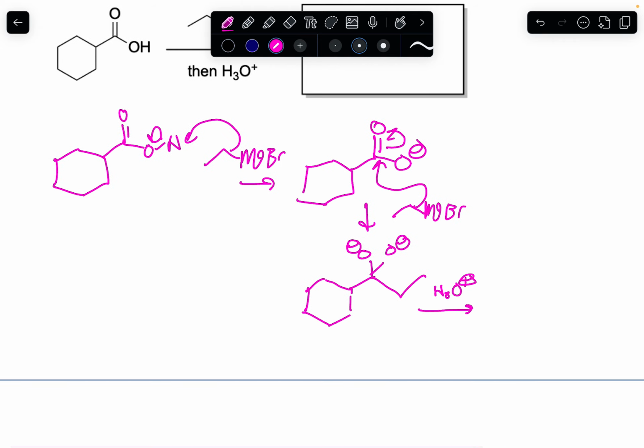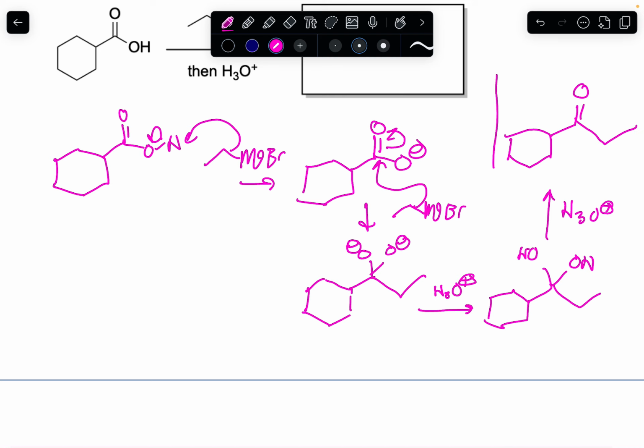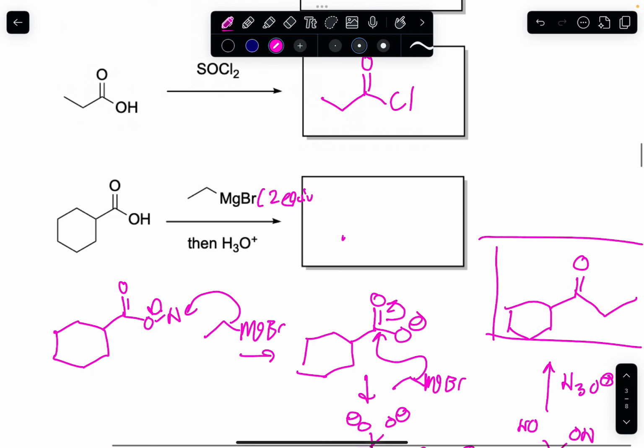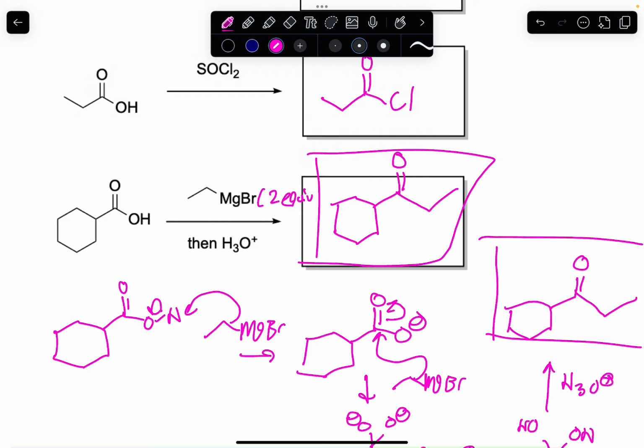We have acid, which is indicated in the problem there. That will go ahead and make this hydrate. And then when you add more acid through a different mechanism, it will go ahead and make the carbonyl. So essentially what we're doing is we're replacing that OH here with a carbon-containing group of the Grignard reagent. So that's our final answer there.